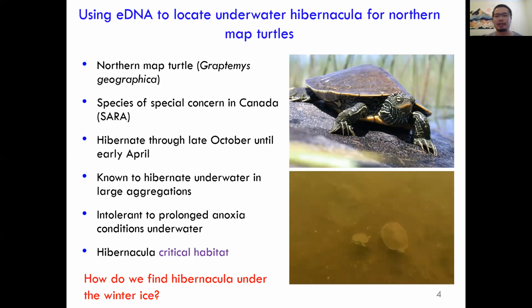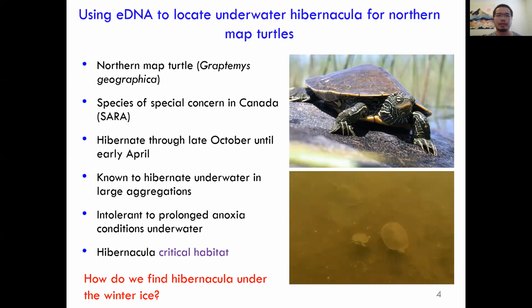So the first study I'm going to talk about is part of my PhD work, focused on the northern map turtles. The turtle is quite common around our field station in some of the lakes, but it's broadly considered a species of special concern in the country. As a mid-sized freshwater turtle, it hibernates in the winter. For our Jamaican friends not familiar with the winter ecology here, they hibernate under the water, under the ice, for 5 to 6 months a year.